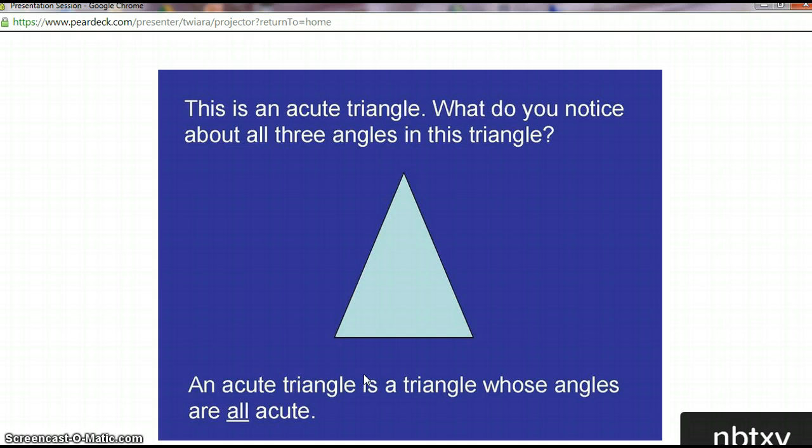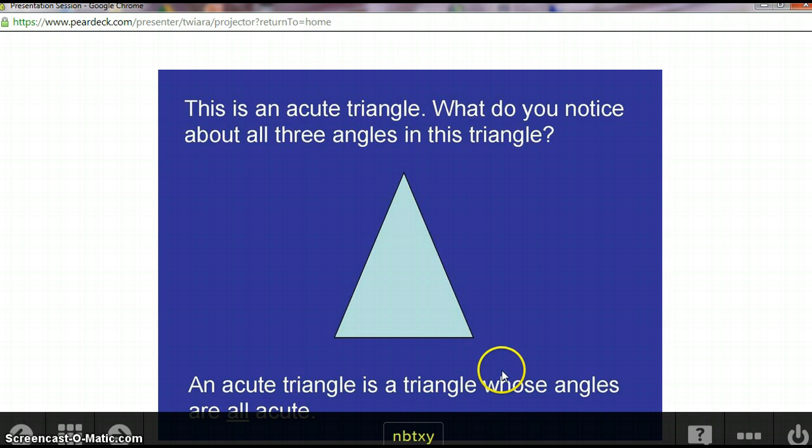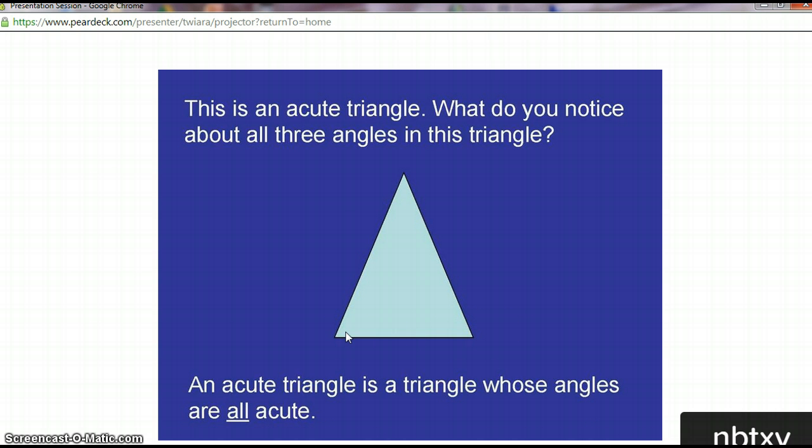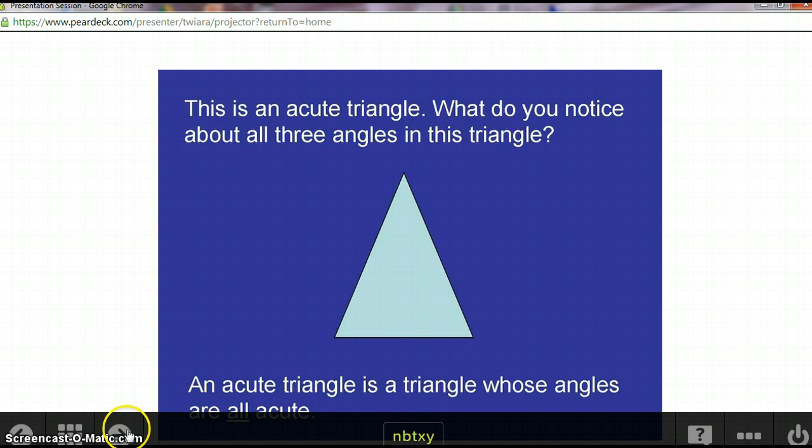Okay, so if you were to measure every single angle, this vertex, this vertex, or this vertex, all three of them would be less than what number? 90. So we would call this an acute triangle. It's cute.